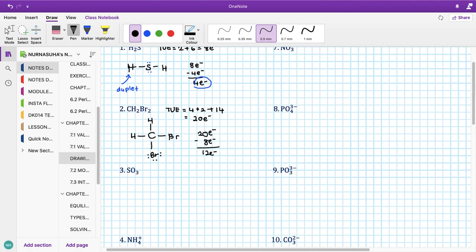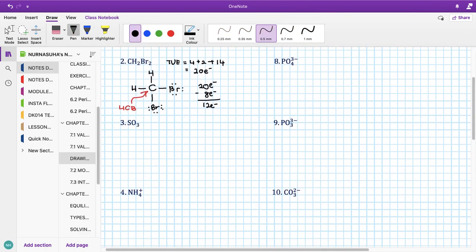This is what we call lone pair. 1 lone pair, 2 lone pair, 3 lone pair. So here is 6 electron. So basically this is the structure for CH2Br2. And also make sure carbon ni got 4 covalent bonds. Okay, make sure carbon got 4 covalent bonds. Carbon must be octet. Okay, next one.